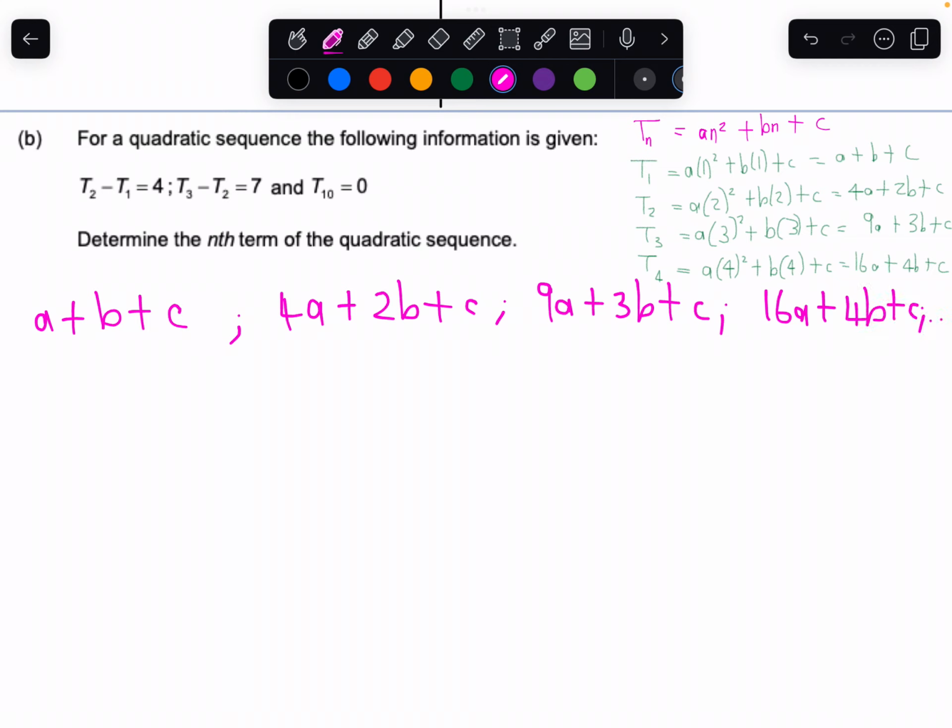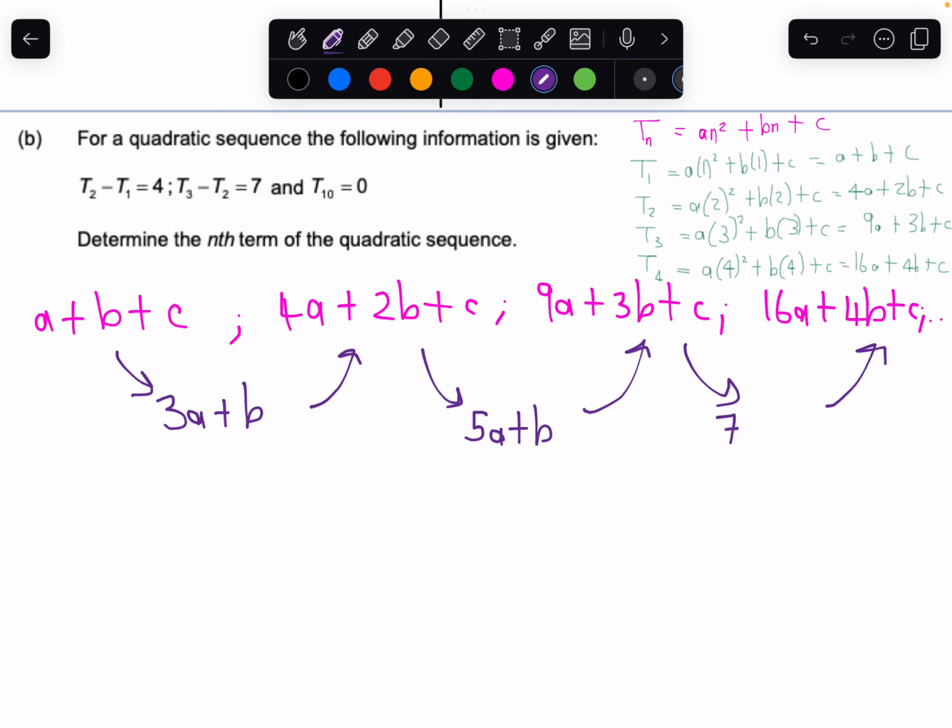Then we can work out our first differences. So how much am I adding to get from there to here? I'm adding 3A plus B. And to get from here to here, I'm adding 5A plus B. And to get from here to here, I'm adding 7A plus B. Okay, and then we look at our second differences. So how much am I adding here to get to that? I'm adding 2A. And likewise from here to there, I'm adding another 2A.